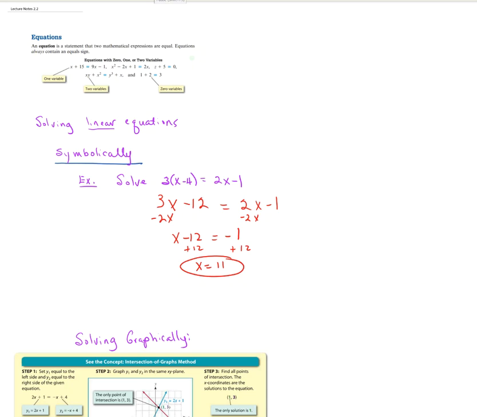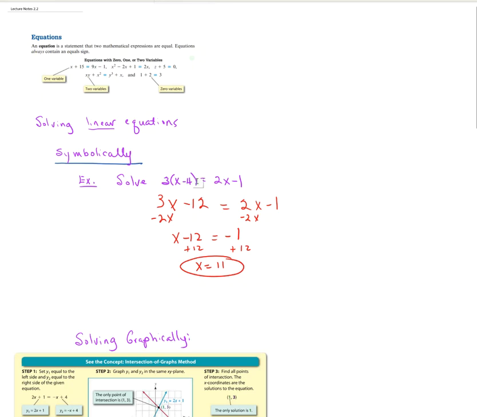This is section 2.2, and we're going to talk about solving linear equations. Now, an equation is a statement that has two mathematical expressions that are equal, and they always have an equal sign in there. So if we're solving linear equations, there's several ways we can do that, but when they say symbolically, they mean do that by hand the way that you've probably done them.